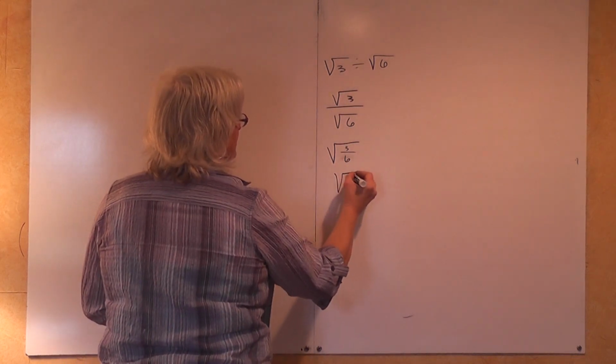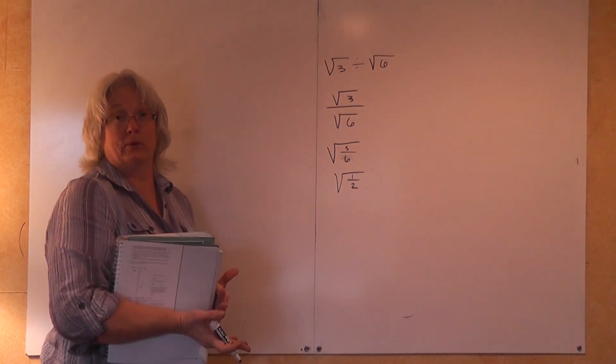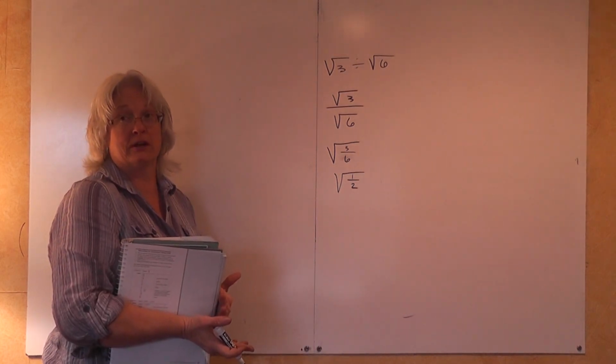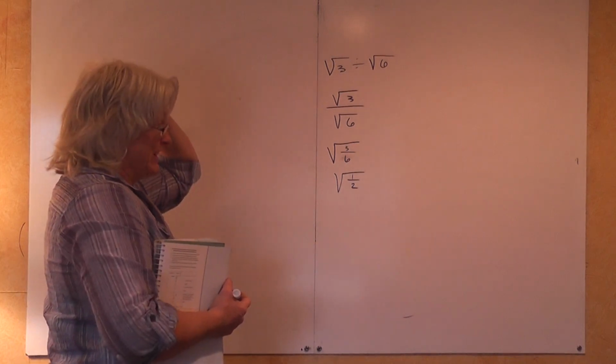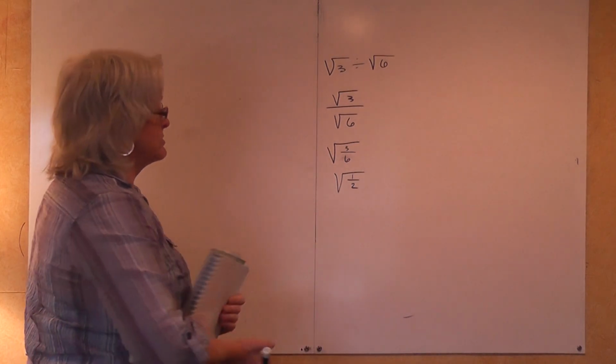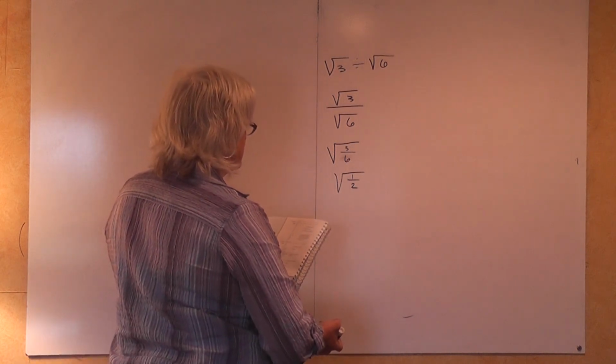We have the square root of 1/2. Okay? I don't know a number that when you multiply it by itself you get 2, so we still have problems. Okay, back to the square root of 1 divided by the square root of 2.